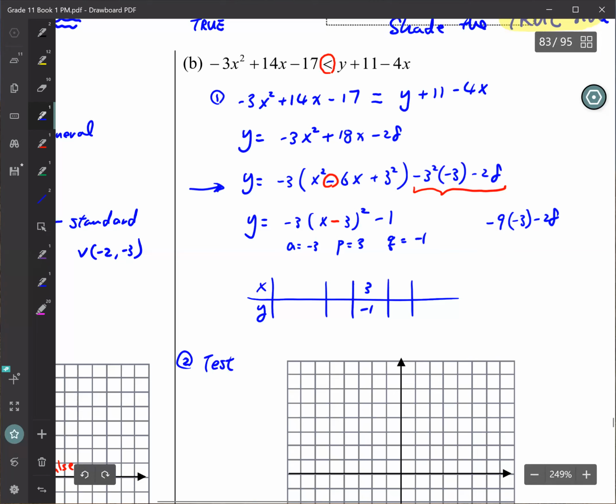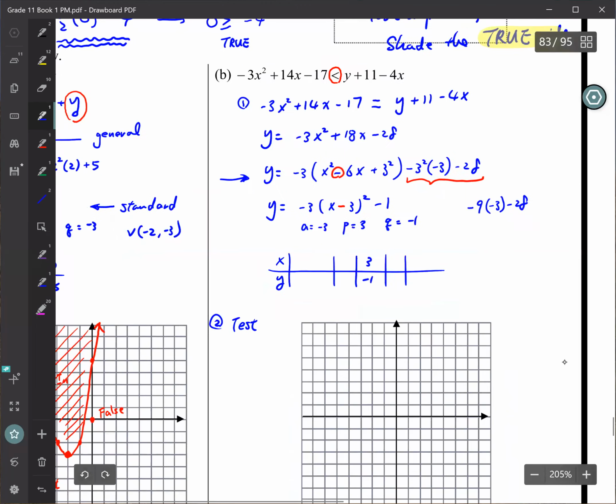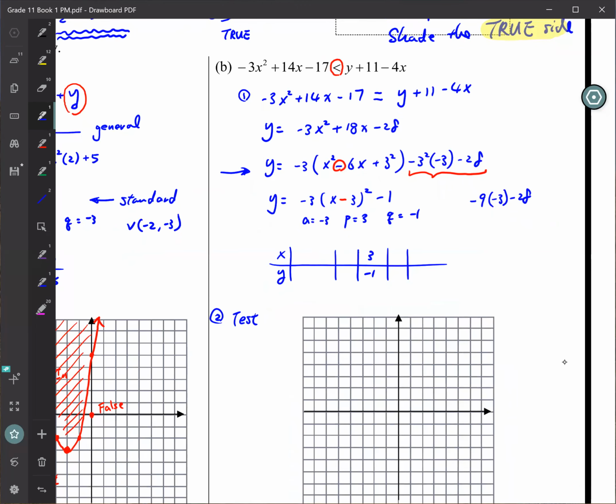Right, so you guys, if you finish all the testing and shading, please raise your hand. If you want to check your vertex, okay, you can look at the screen.